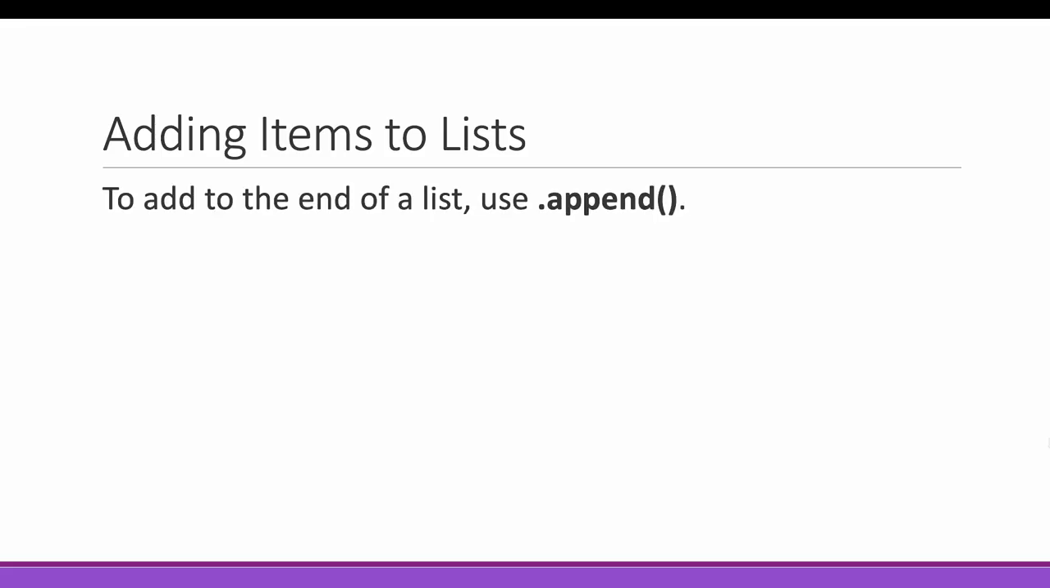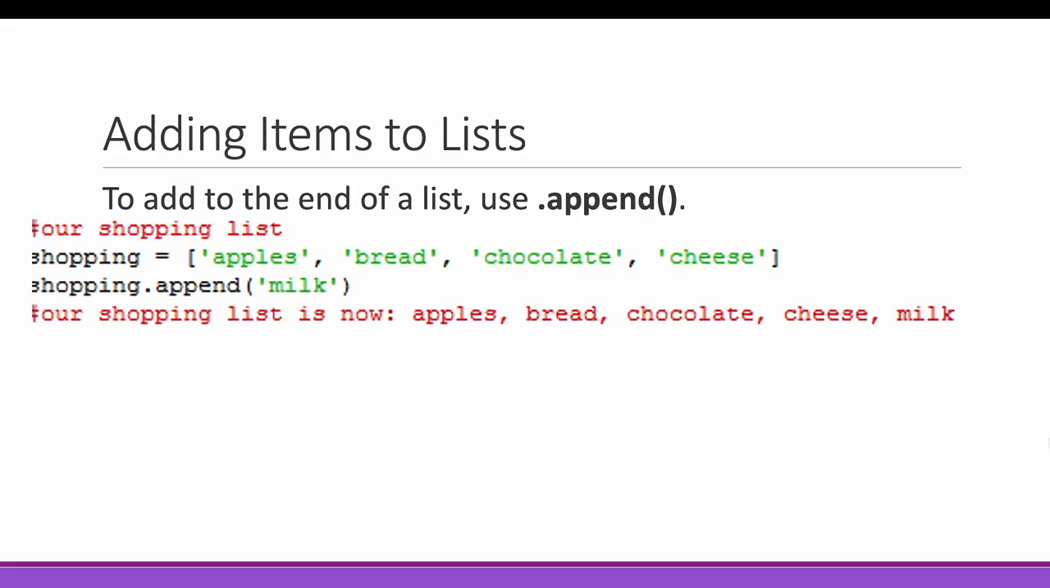The first one is .append. Now think of a book. Books often have appendices or an appendix at the end of the book. So we can append to our list. That's going to add an item to the end of the list. So if our shopping list is apples, bread, chocolate, and cheese, if we do shopping.append milk, it's just going to add milk onto the end of that list. So that's one way of adding. That will always put it at the end of a list.